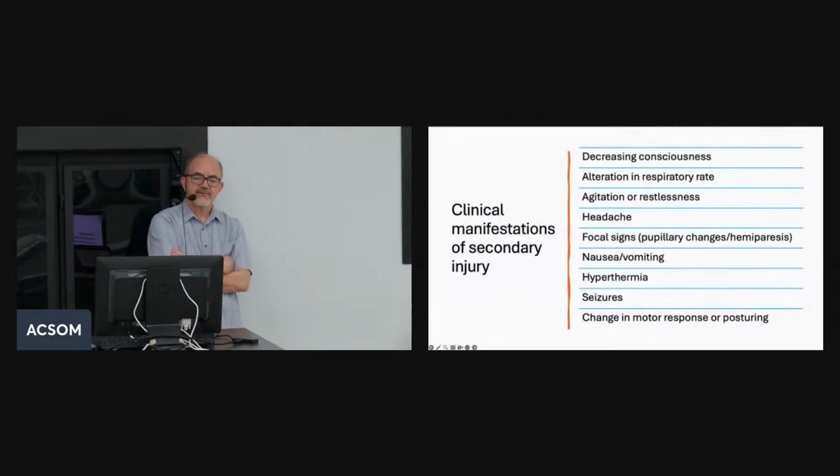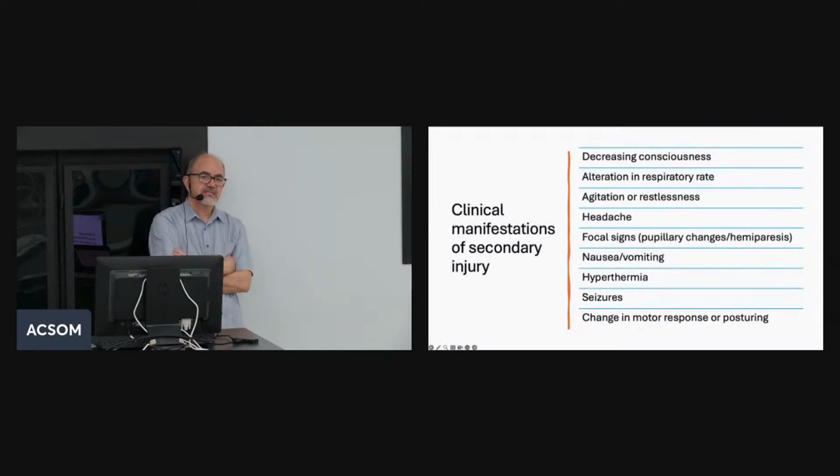Severe headache, focal signs, nausea, vomiting. Nausea and vomiting frequently happen even in mild traumatic brain injury, maybe once or twice. But what is more important, a bad sign, is when someone has persistent vomiting, more than once or twice. That's evidence of increased intracranial pressure. Hyperthermia, we just talked about it.